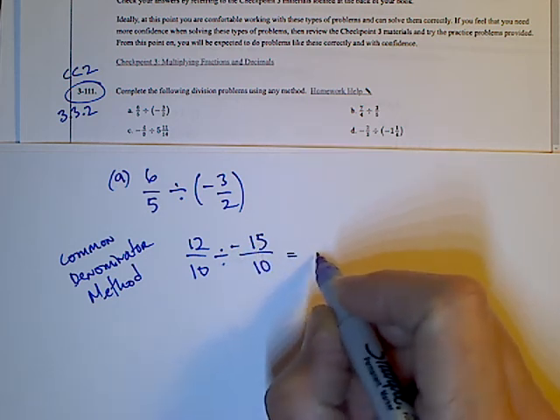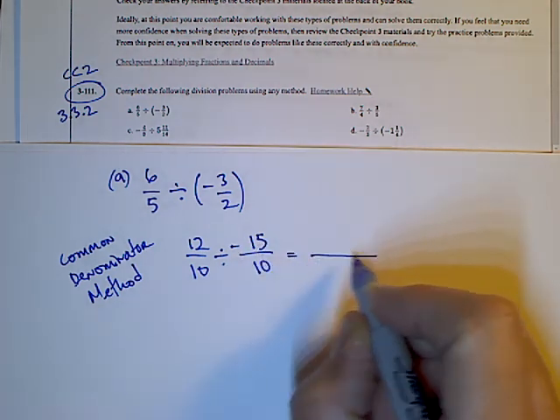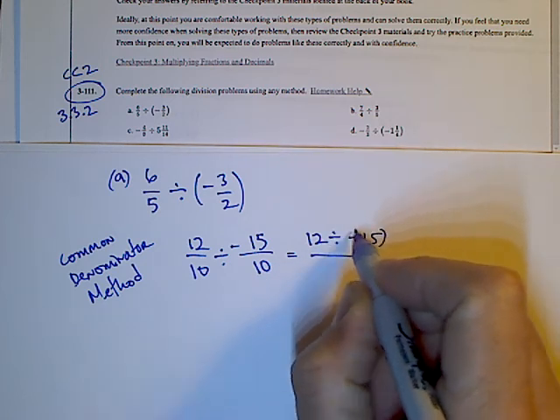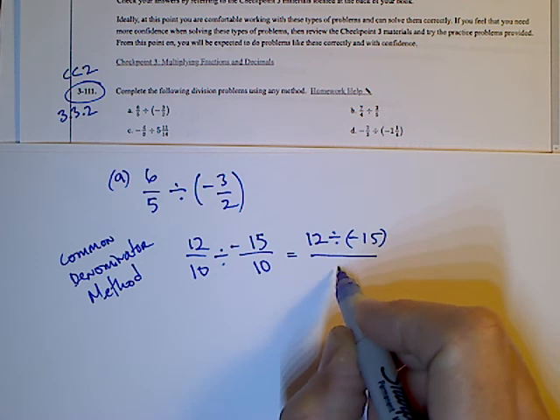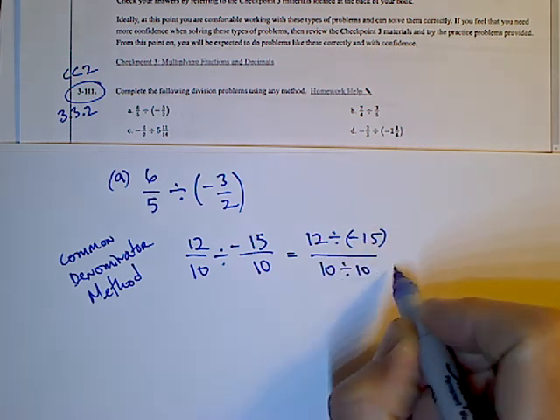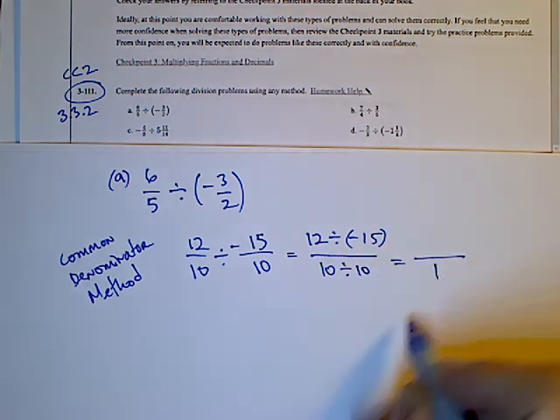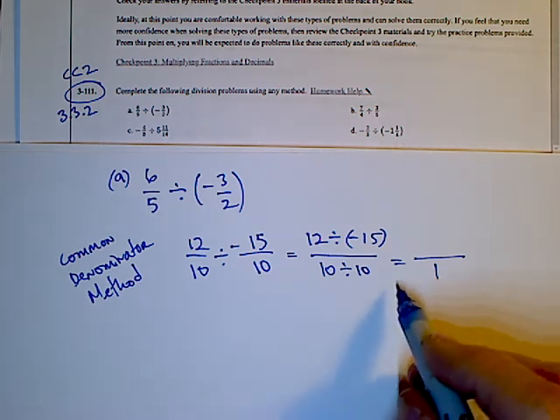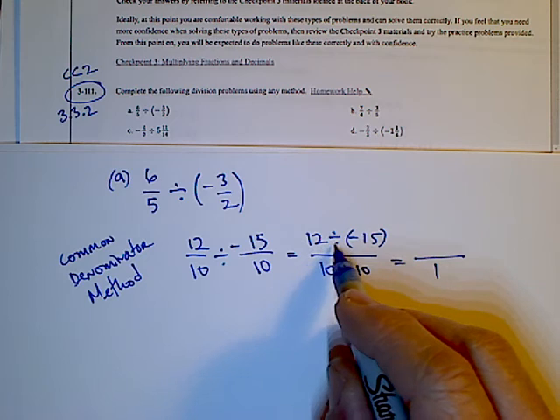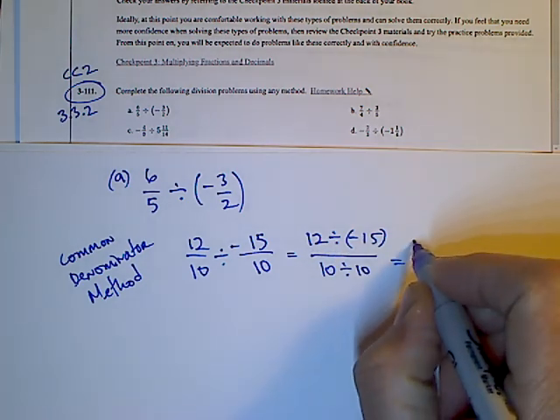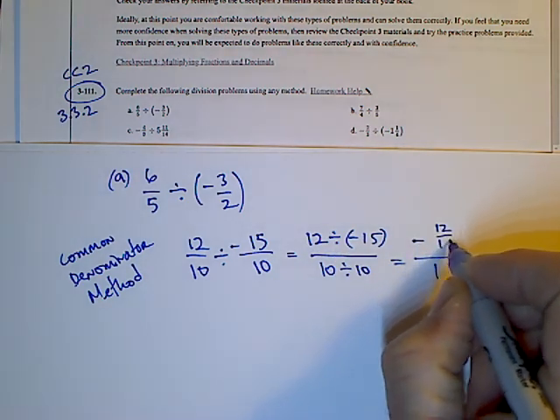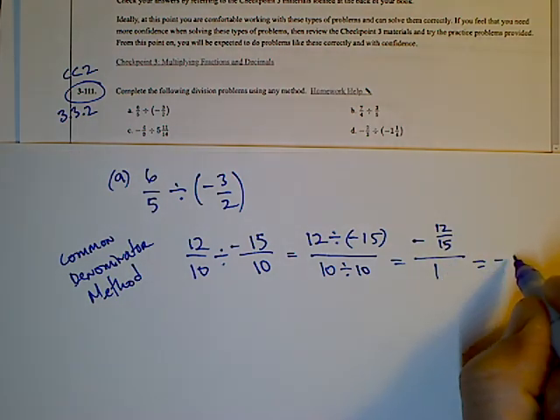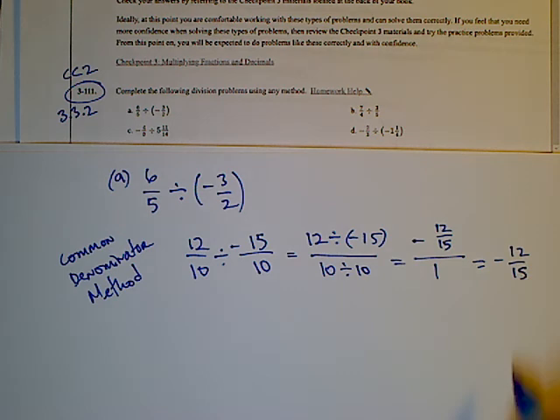When you have a division problem with a common denominator, you can just divide straight across. So I have 12 divided by negative 15 over 10 divided by 10. What do I get? Once you have that common denominator, the denominator always becomes 1 after you do the division. I have 12 divided by negative 15, so I'm going to rewrite that as a fraction, negative 12 over 15. Anything over 1 is itself, so negative 12 over 15 is what I have so far.